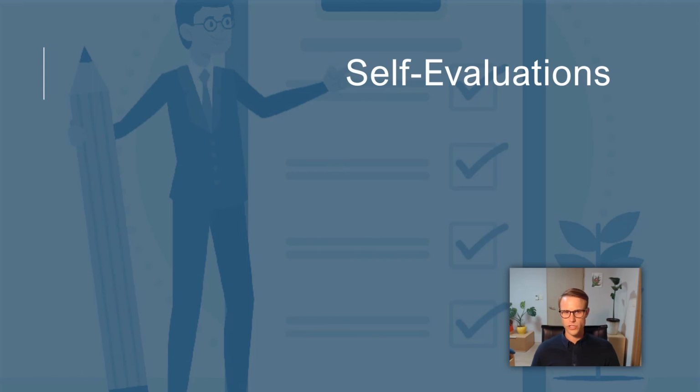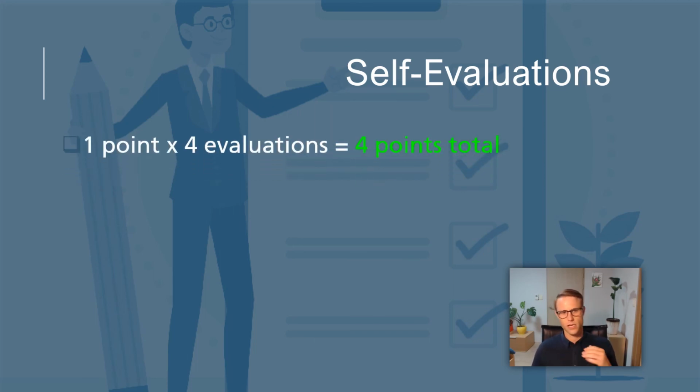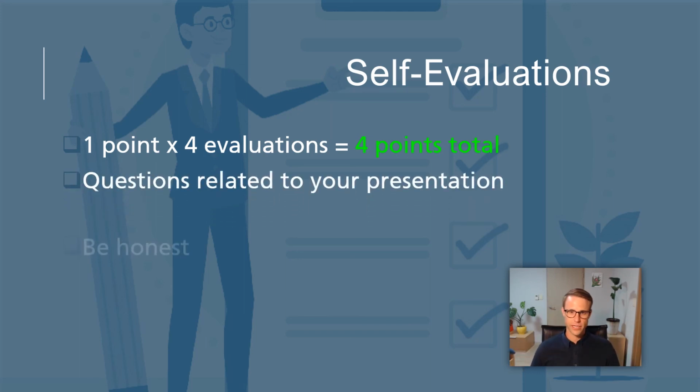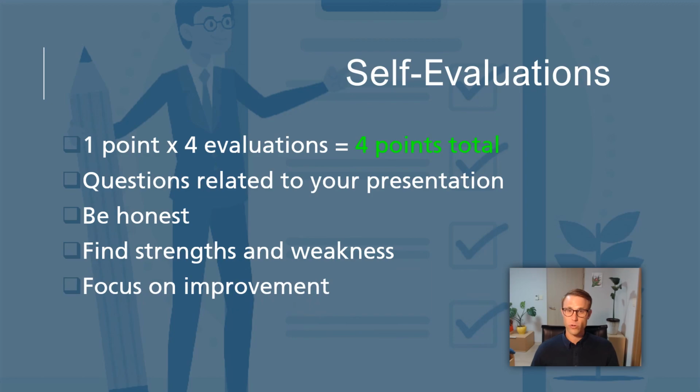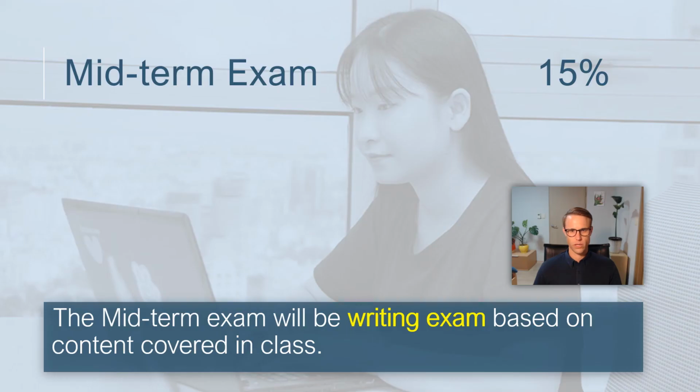Self-evaluation. Self-evaluations are you are evaluating yourself. How did I do? What were my strengths? What were my weaknesses? You got 4 evaluations, 1 point each for a total of 4 points. There are questions related to your presentation, so just be honest with yourself, find your strengths, your weaknesses, and focus on improving. Midterm exam is 15%.